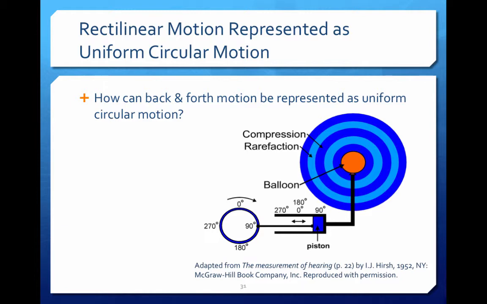Finally, how can rectilinear motion be represented as uniform circular motion? What this picture shows is our circle with its 360 degrees at the left. We then have a piston representing straight line motion, completing one full cycle of vibration from 0 degrees, pushed inward to maximum displacement at 90, pulled out back to equilibrium at 180, to maximum displacement in the opposite direction at 270, and finally back to equilibrium.